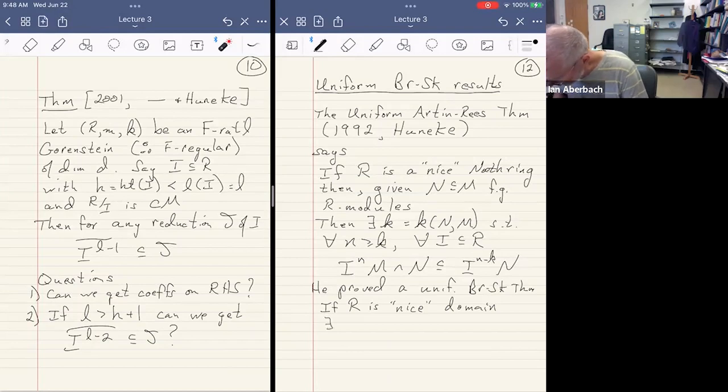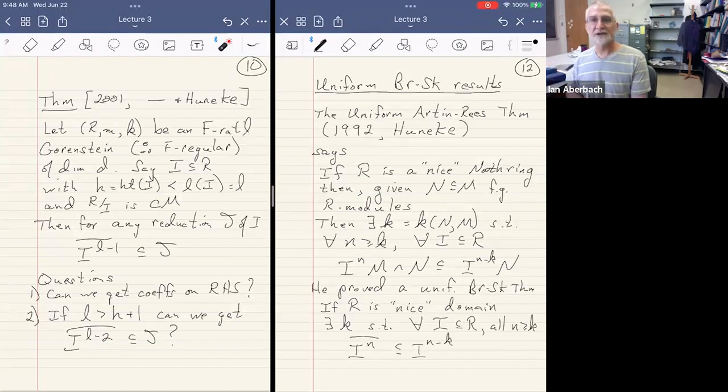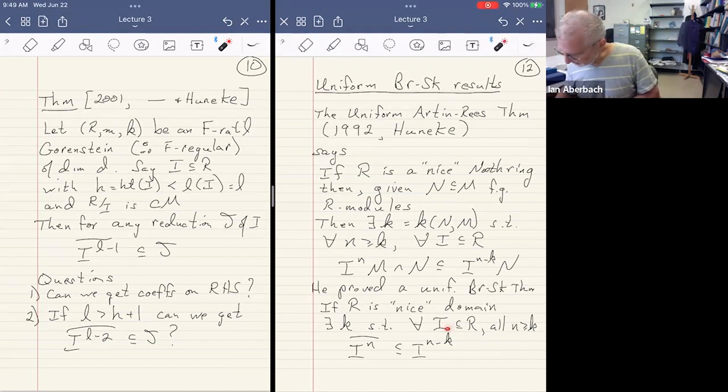Then there exists K such that, again, for all ideals I contained in R and all N bigger than or equal to K, if we look at I to the N bar, then this sits inside I to the N minus K. So this is a form of Briancon-Skoda theorem. But notice what this says: this is true for all I, no matter what the analytic spread is. The integral closure sits in a pretty big power of the ideal itself, and you only have to go down some uniform K.